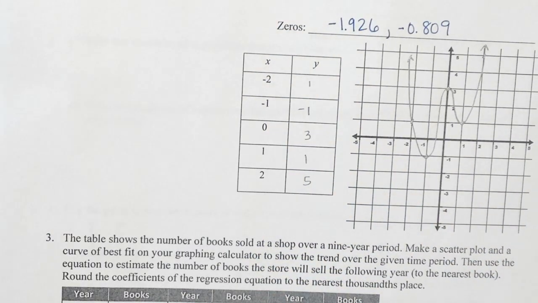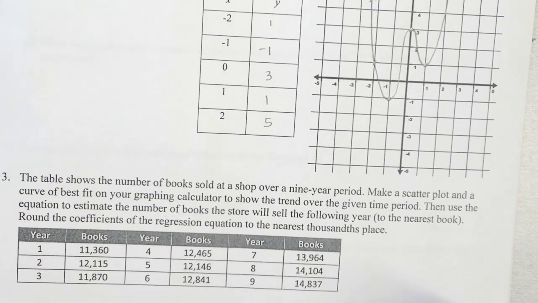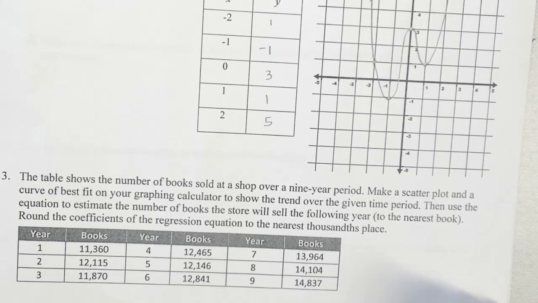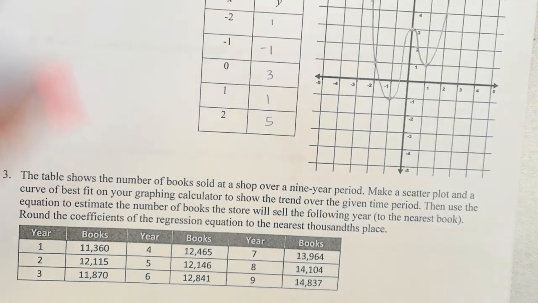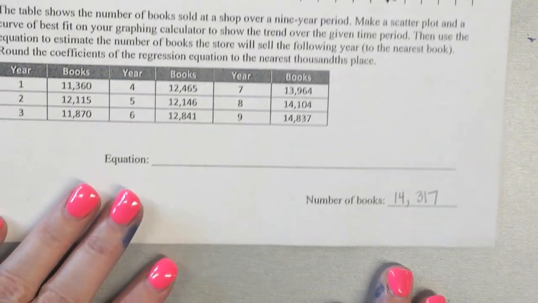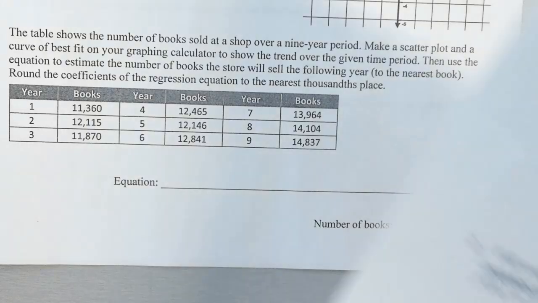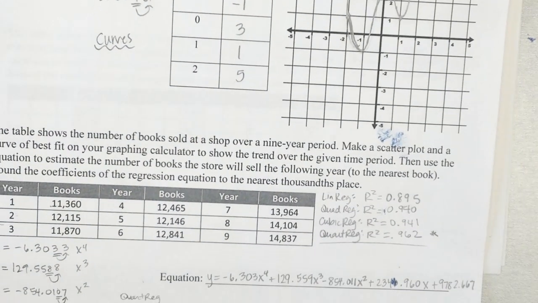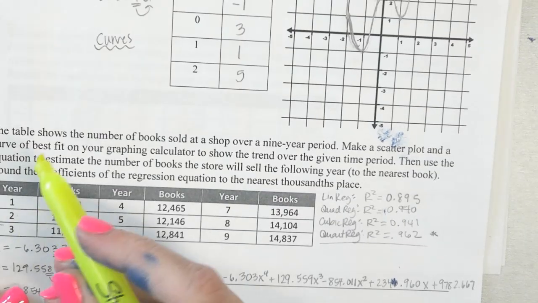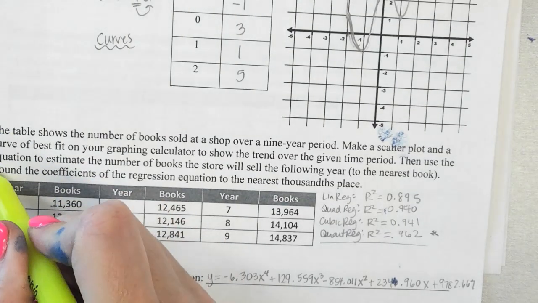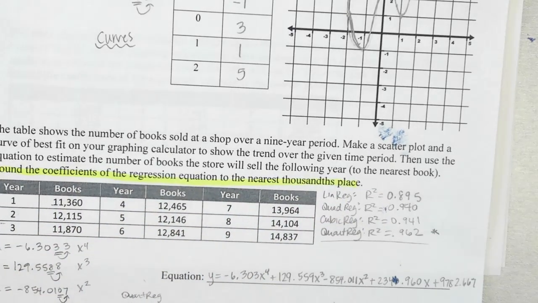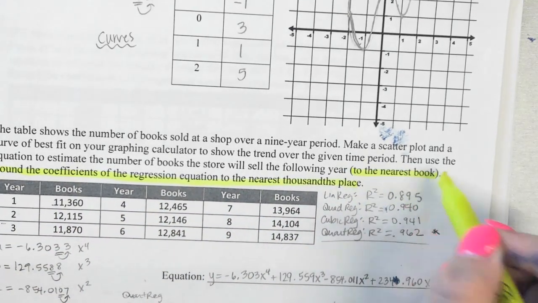All right, and then I'm gonna show you my work for the last one. The number of books you should have is 14,317. Okay, that is the exact answer. So this one says to round to the nearest book. So round the coefficients of the regression equation to the nearest thousandth. Here it says to the nearest book.